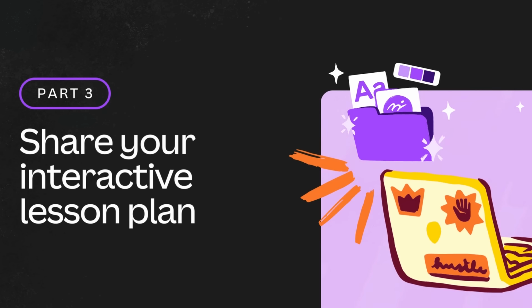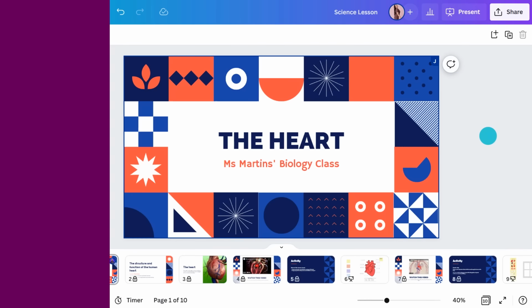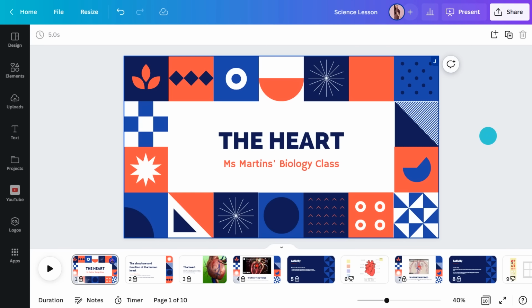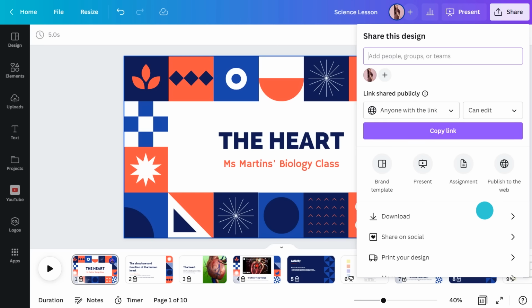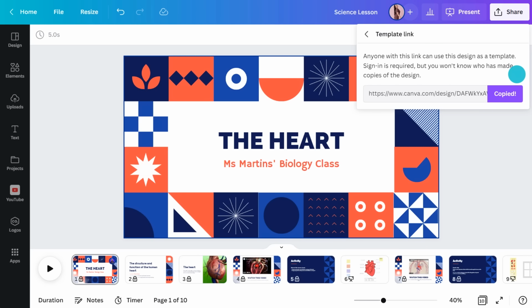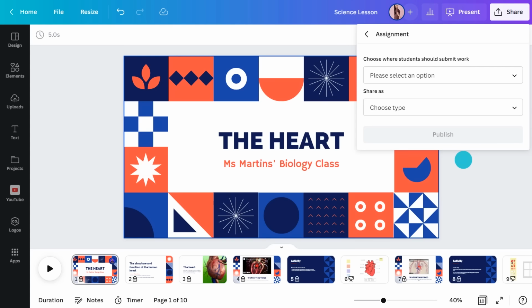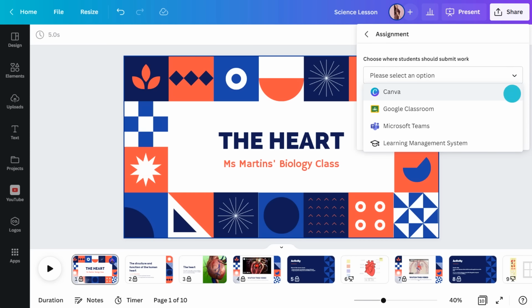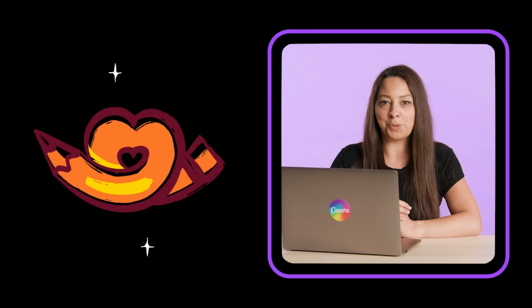We are almost done with our tutorial, but we have one more important step before you go, sharing the activity with your students. I want each student to have their own copy of my interactive lesson plan to complete. To do this, I can turn it into a template by copying and sharing the template link. I can also assign it to my class using the Canva assignment workflow or to the LMS integrations in Canva, such as Google Classroom or Canvas. Each student will get their own copy that they can complete and return to you.